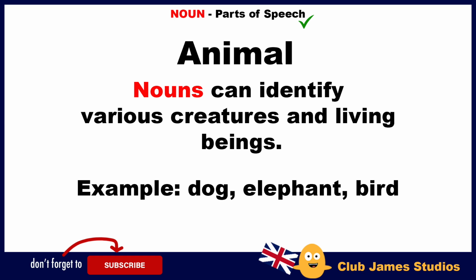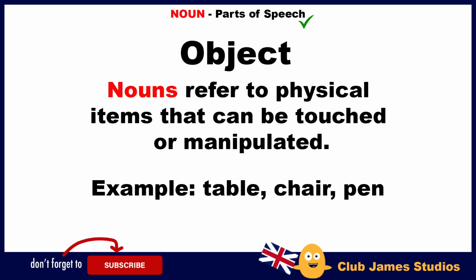Animal. Nouns can identify various creatures and living beings. Example: dog, elephant, bird. Object. Nouns refer to physical items that can be touched or manipulated. Example: table, chair, pen.